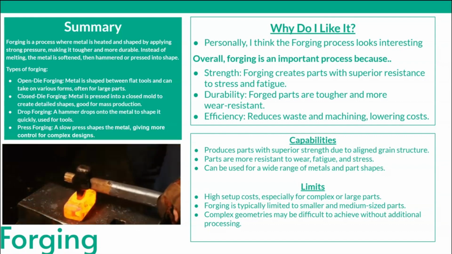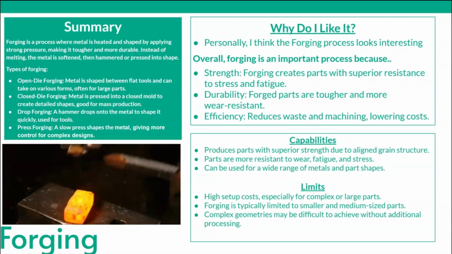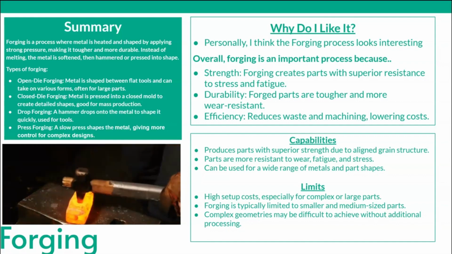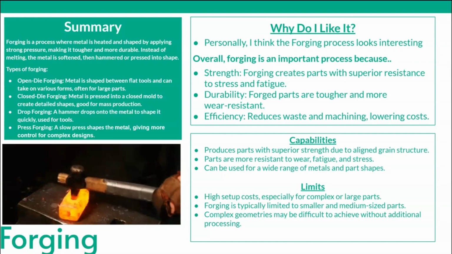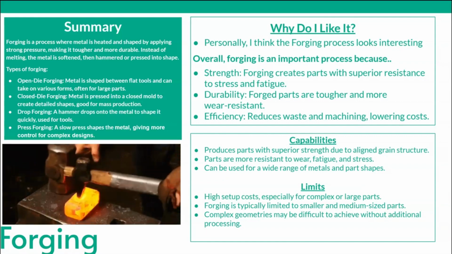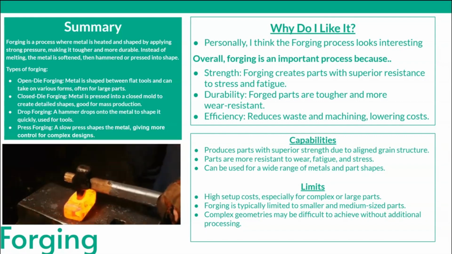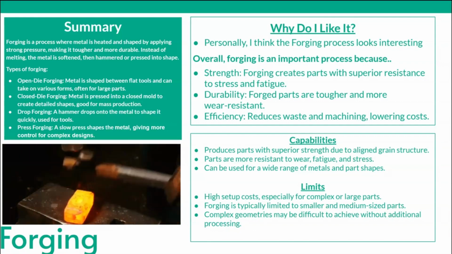machinery, especially for complex or large parts. Forging is typically limited to smaller parts and medium-sized parts, so it might not be the best for something that's a little bit more large. And also, complex geometries may be difficult to achieve without additional processing. So, circles and squares might be okay, but maybe stars or octagons might be a little bit harder to do with a forging process. But overall, this is my topic 2.